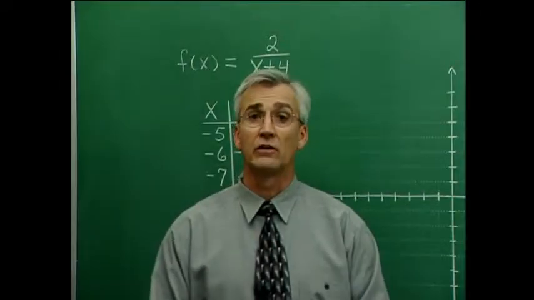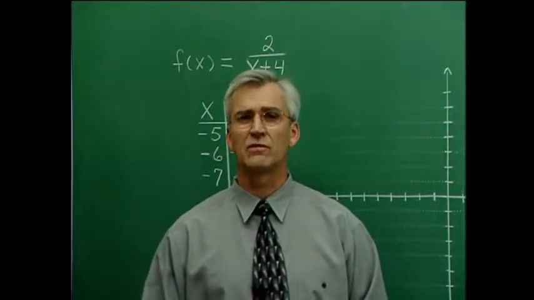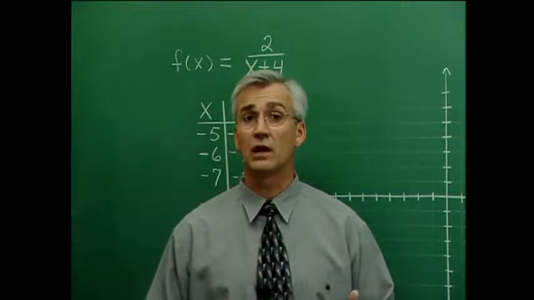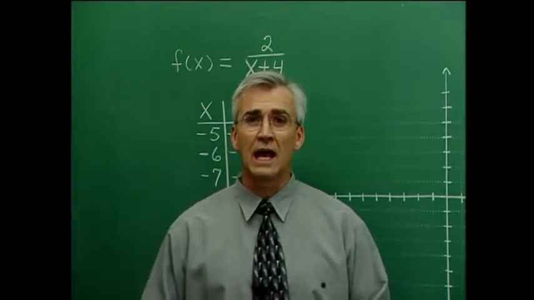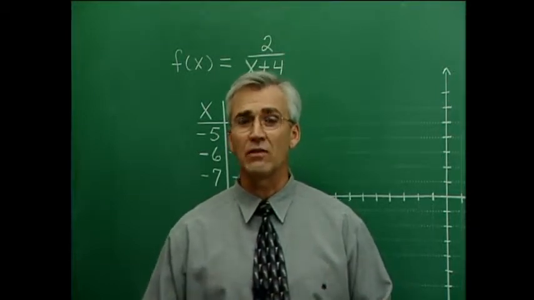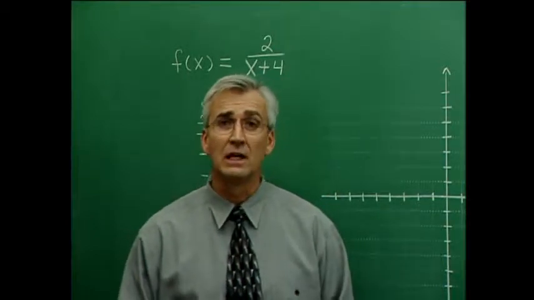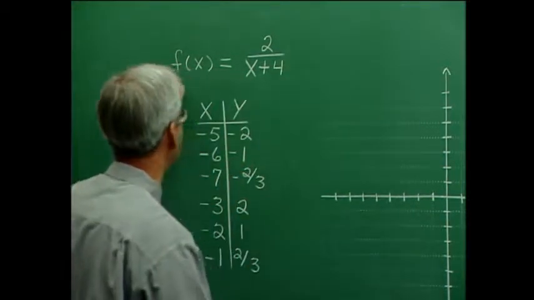The whole process of graphing rational functions involves fundamentally identifying horizontal and vertical asymptotes and then just plotting a few points around them to discover the behavior of the graph. Let's go through the whole process here with this function.